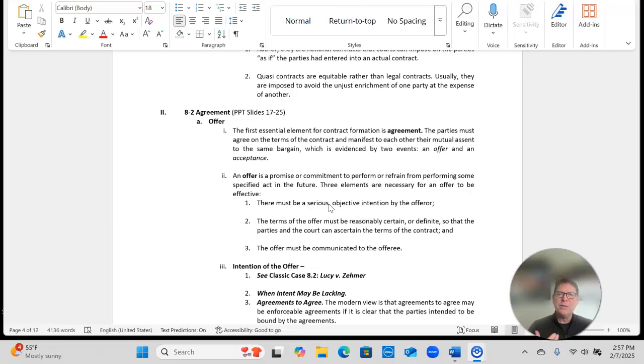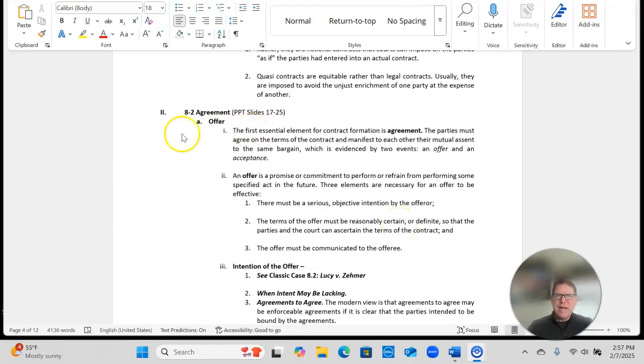Remember, the offeree is the party who receives the offer from the offeror, right? We have the offeror, the party who makes the offer, and the offeree, the one who receives it. So a promise or commitment to perform or refrain from performing some specified act in the future is an offer. There must be serious, objective intent to enter into a contract. The terms must be definite and certain, and it must be communicated to the offeree.